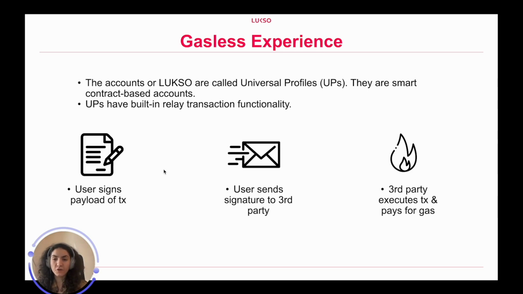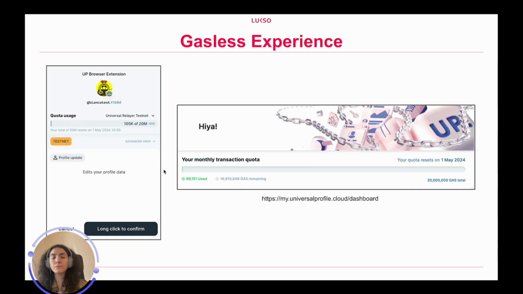Now, let's assume a transaction. The user signs the payload of the transaction. Then the user sends the signature to a third party, which is the transaction relay service. And then the transaction relay service executes the transaction and, most importantly, pays for gas. This is the flow that is happening. You can see here some screenshots I put from the dashboard. So every month, every user gets 20 million in gas for free. And this is more than enough for the average user. Of course, if you need more than that, you can top up your controller address.